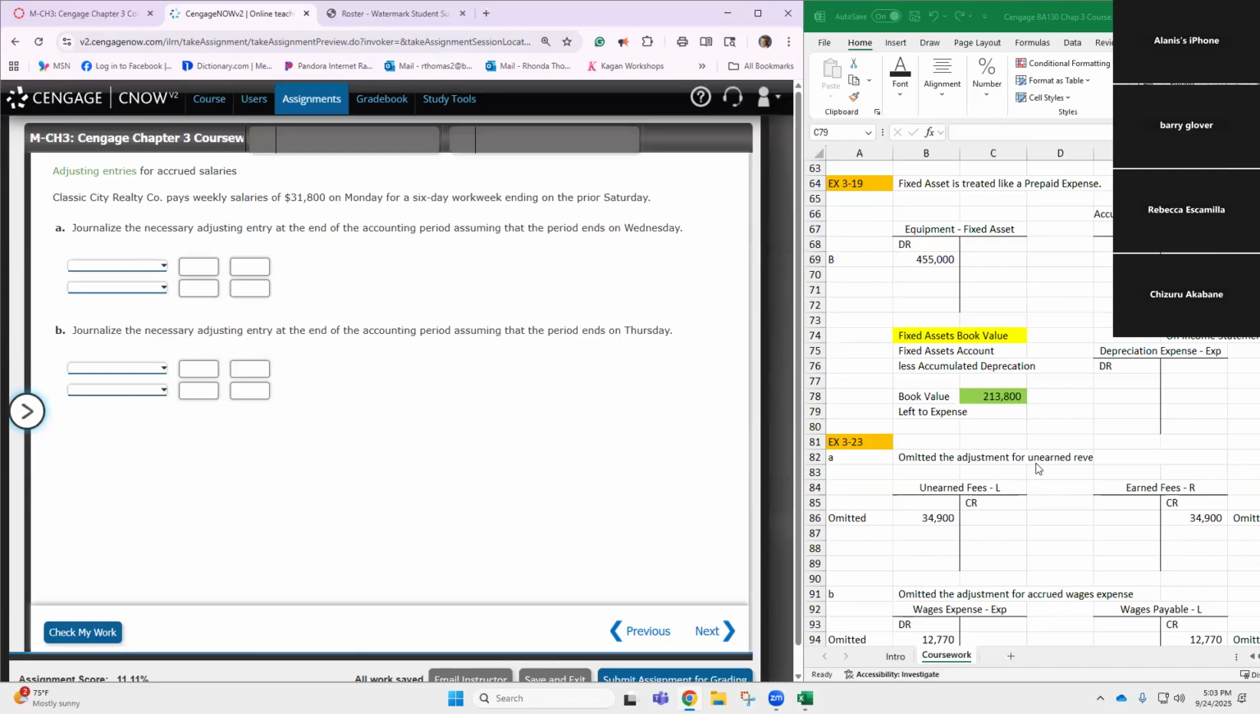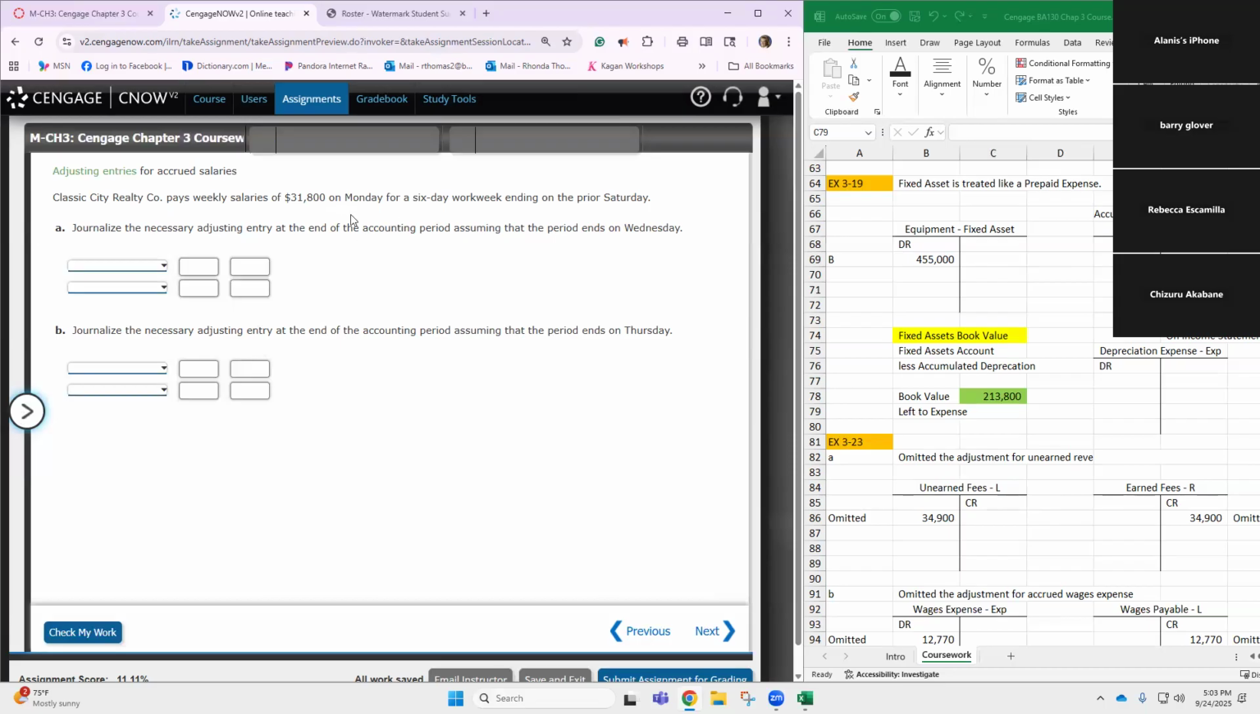It says, journalize the necessary adjusting entry at the end of the accounting period, assuming that the period ends on Wednesday. So here is where the period ends. Okay, it might be. Watch your dates. Watch your dates. And you are on. I just want to make sure you're not in intro exercises, are you? Okay, just want to make sure.